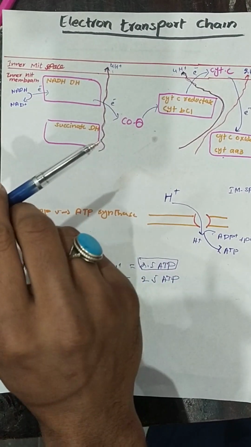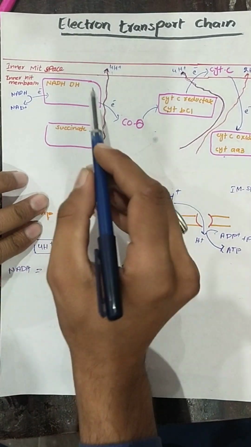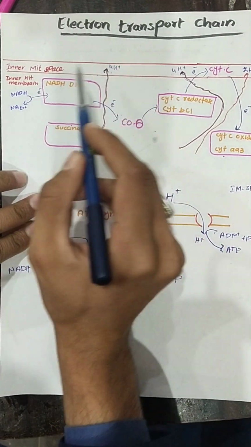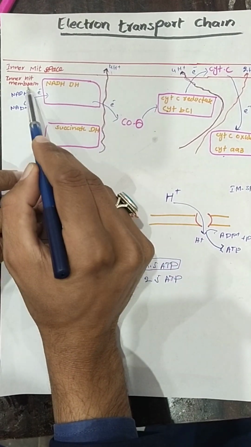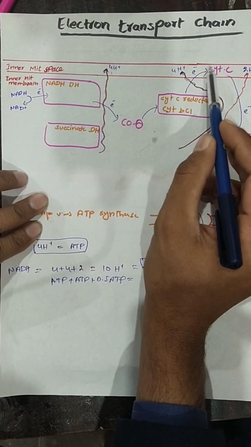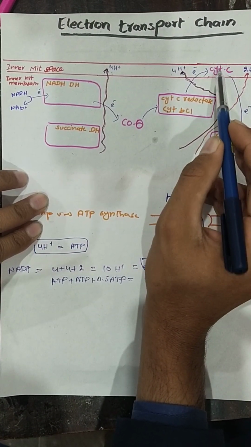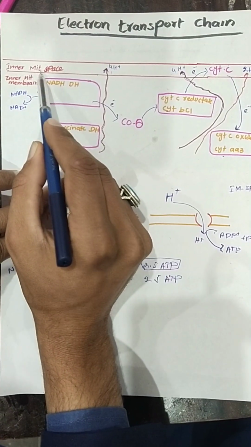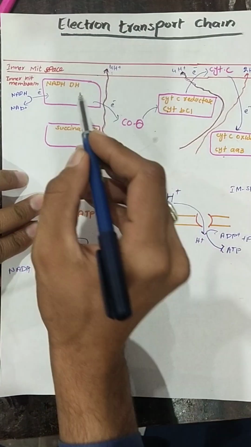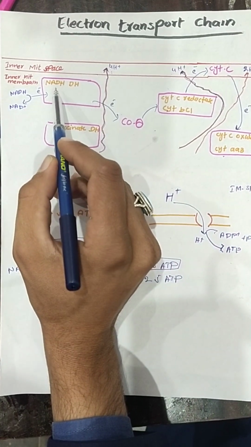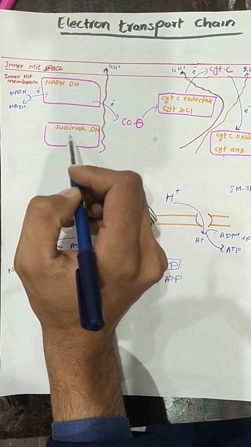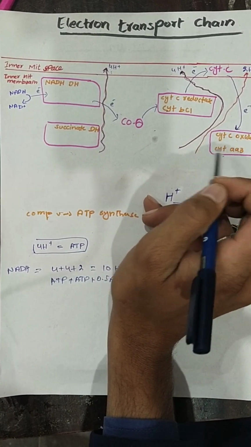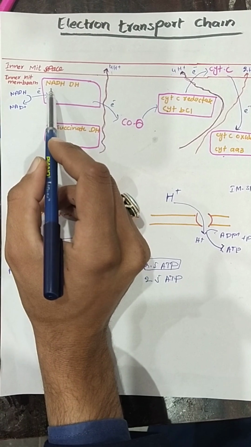So let's start our video. First thing you should remember is that all things related to the electron transport chain are present in the inner mitochondrial membrane. Only one thing, cytochrome C, is not present in the inner mitochondrial membrane. It is present in the inner mitochondrial space. So complex 1 is NADH dehydrogenase, complex 2 succinate dehydrogenase, complex 3 cytochrome C reductase, and complex 4 cytochrome C oxidase.